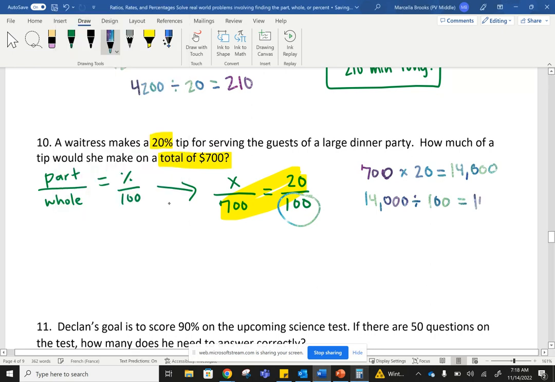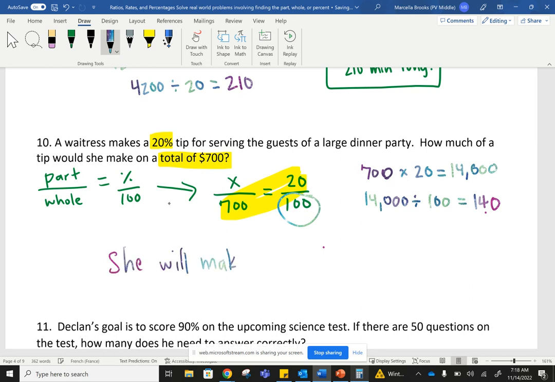So she's going to make $140. She will make, so we're going to answer it down here. She will make $140.